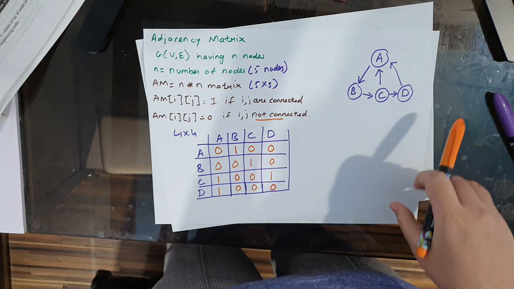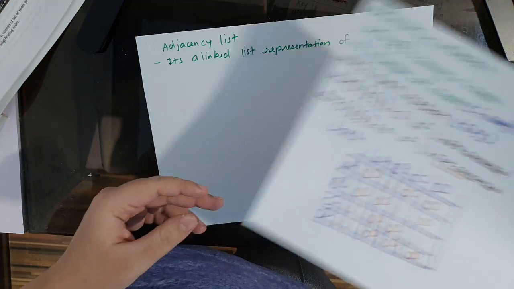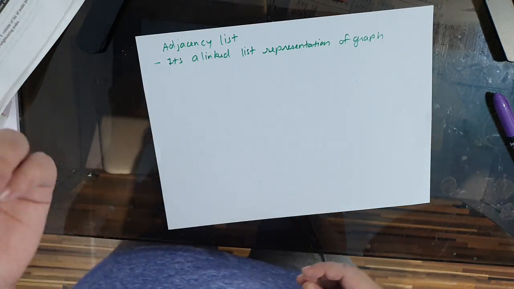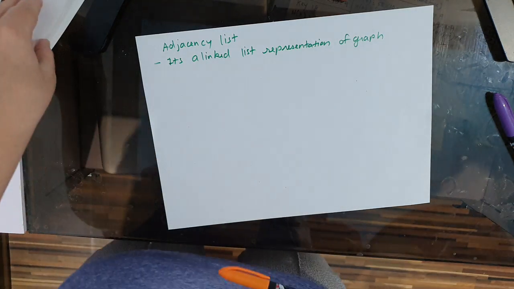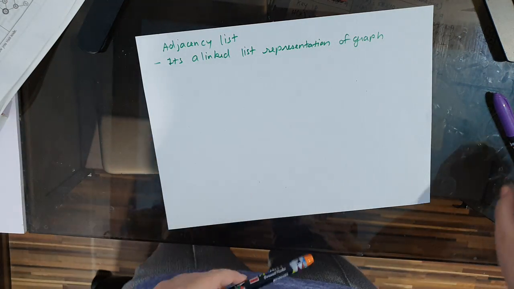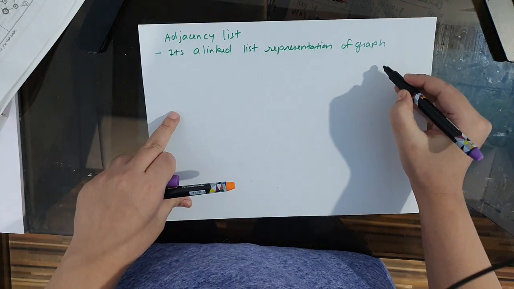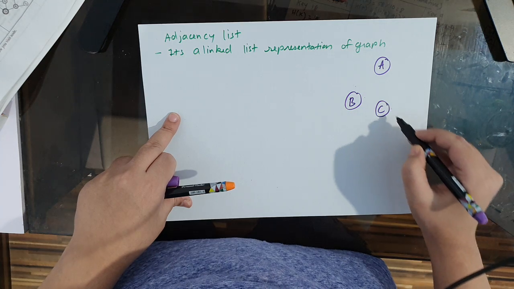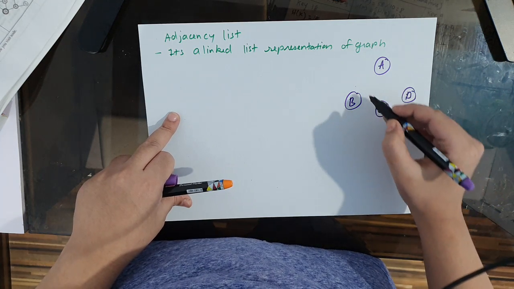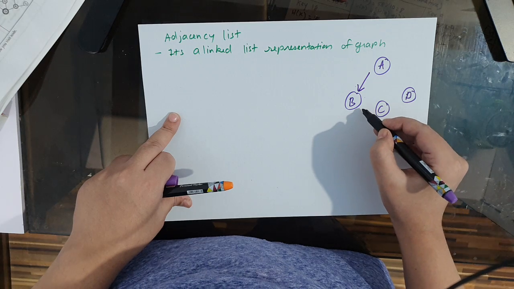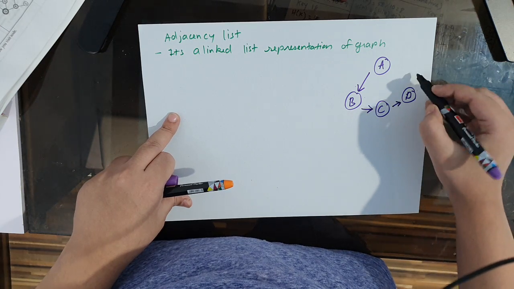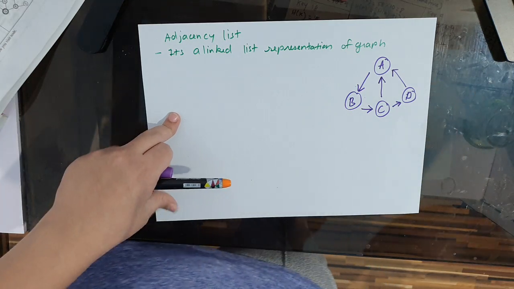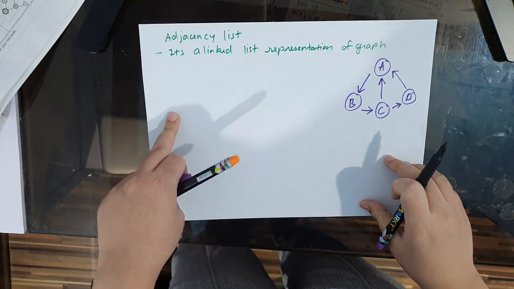Now the next memory representation is basically the adjacency list. This representation is done with the help of our linked list representation. This is a very simple memory representation. Again, let's consider the same graph. So here is a graph, and now we have to represent it as a linked list.